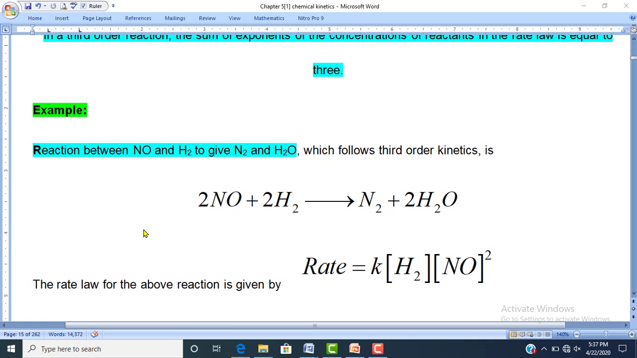But when we experimentally find out the order of this reaction, then we come to know that actually only 1 mole of hydrogen is involved during the collision with 2 moles of nitric oxide. So the order of reaction for this reaction is 3, not 4, because when we apply the rate law for this type of reaction, the rate of reaction will be equal to rate constant K into active mass of hydrogen into active mass of nitric oxide raised to power 2.